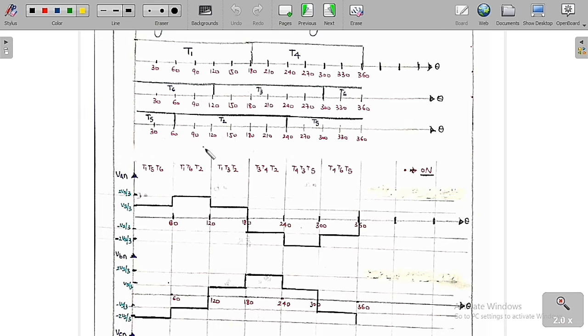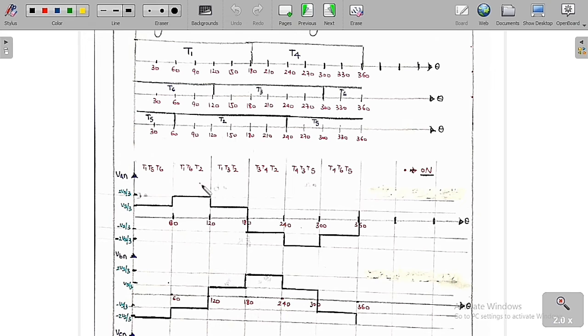Again, from 60 to 120 degrees, you can see clearly from the circuit that T1, T6 and T2 are going to conduct. If you analyze with T1, T2 and T6 on, we get VAN equal to 2Vs by 3, VBN equal to minus Vs by 3, and VCN equal to minus Vs by 3. That's what we get.